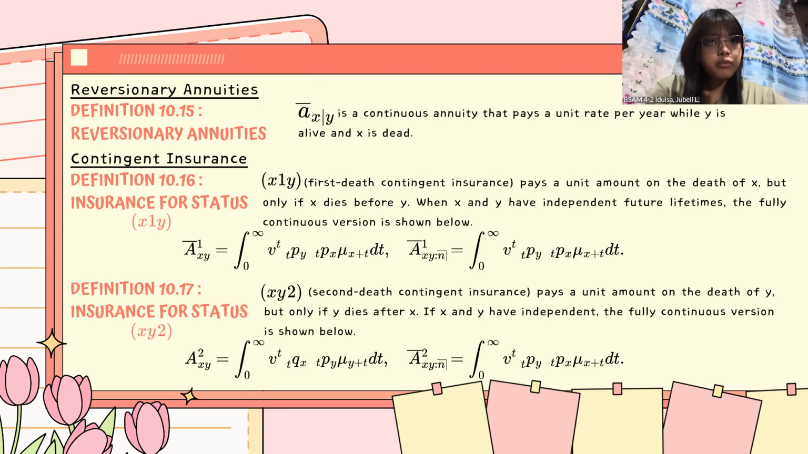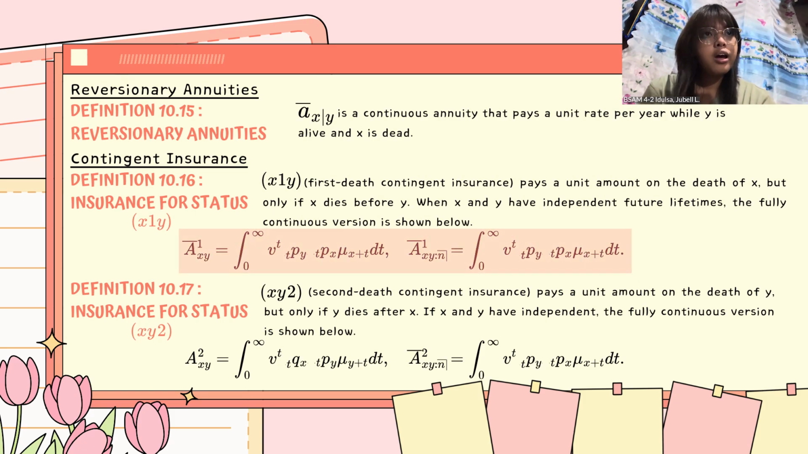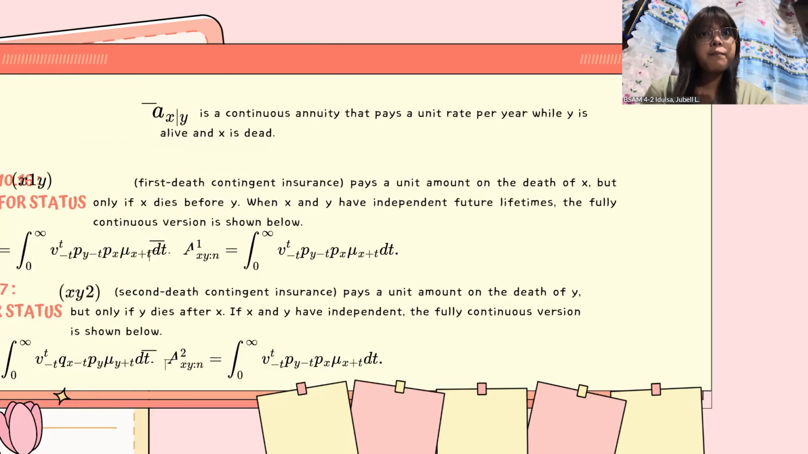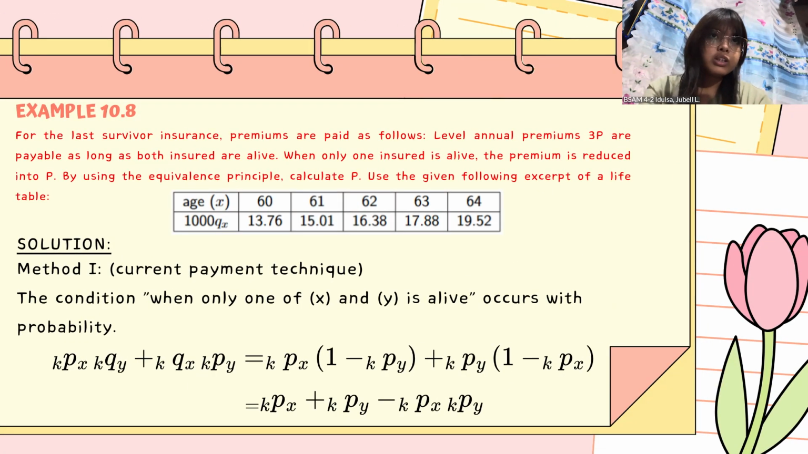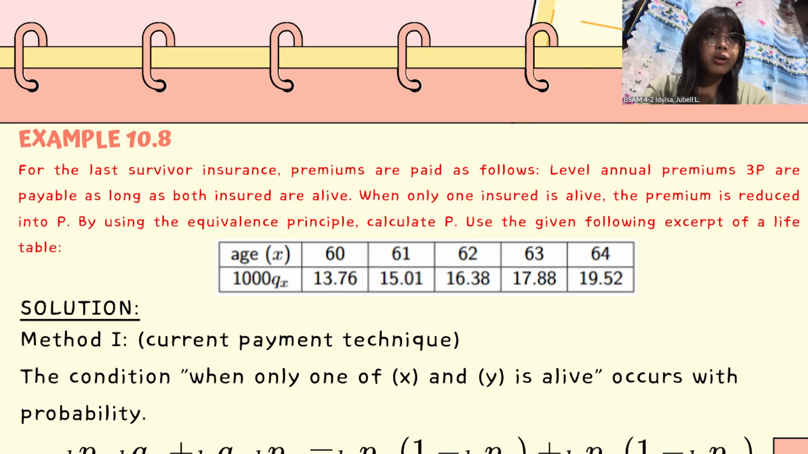For the contingent insurance, it depends on the order of death between two individuals, x and y. First death insurance pays a benefit when x dies first, while second death insurance pays a benefit when y dies after x. Example 10.8 deals with the last survivor insurance, where premiums depend on the number of alive individuals.